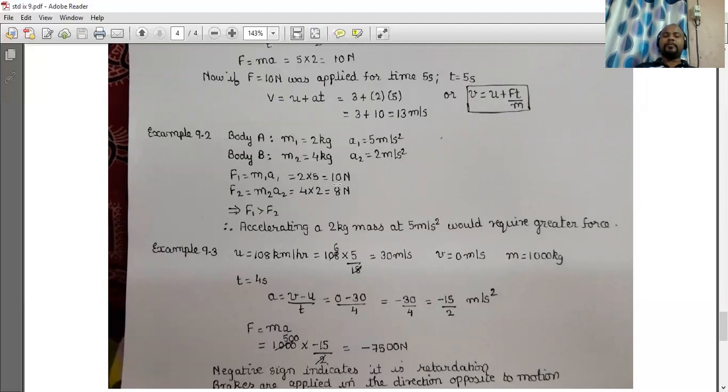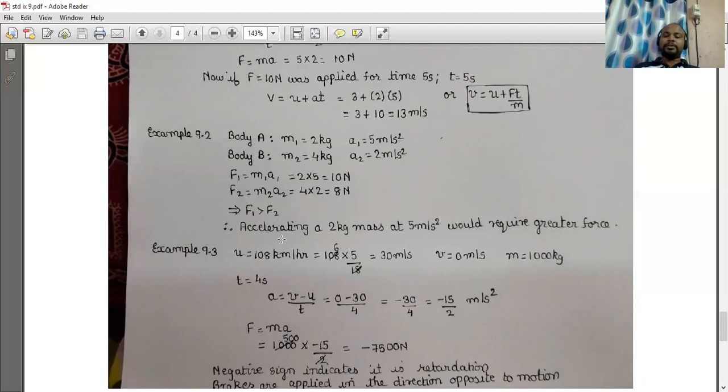Now finding the force for both the bodies, we find F1 equal to M1 into A1. That is 2 into 5, 10 Newton. Whereas F2 equal to M2 into A2. That is 4 into 2, 8 Newton. From the magnitude itself, you can see that F1 is greater than F2. So body A having a mass of 2 kg, accelerating at 5 meter per second square requires greater force, that is body A.